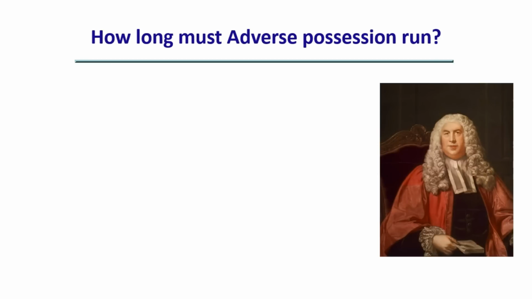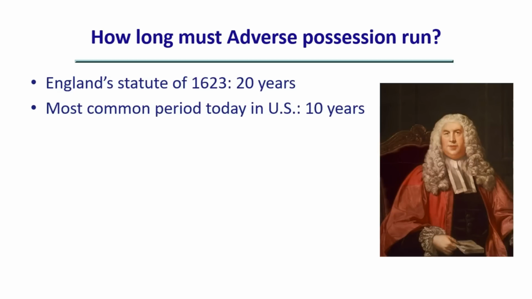Now, we've been talking about the period for adverse possession, but we haven't said how long it is. So how long do you have to stay on land in order to be a successful adverse possessor? Well, in England, the statute, which was passed in 1623, said that an adverse possessor had to remain on the land for 20 years. There are quite a few American states that also adopted the 20-year period and still have it today. But the most common period in the U.S. today is 10 years, and you'll find more states that use a 10-year period than any other period.